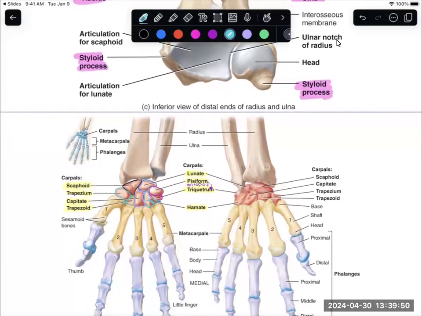Our next group of bones are these metacarpals. The metacarpals are labeled 1 through 5. Your thumb is the first. Your pinky, that little finger, is the 5th. These metacarpals are the bones that make up the palm of your hand.